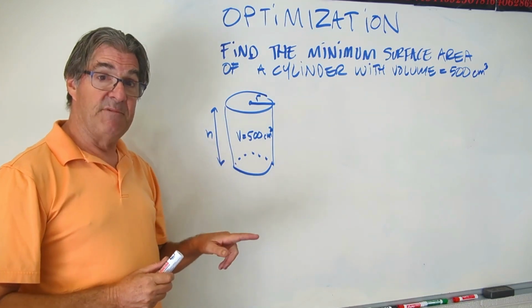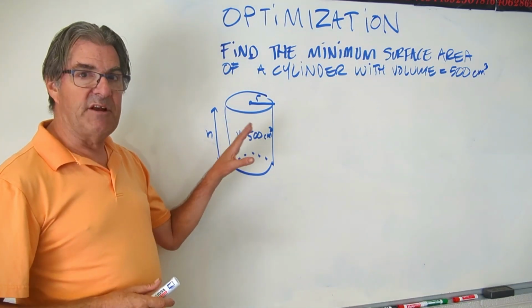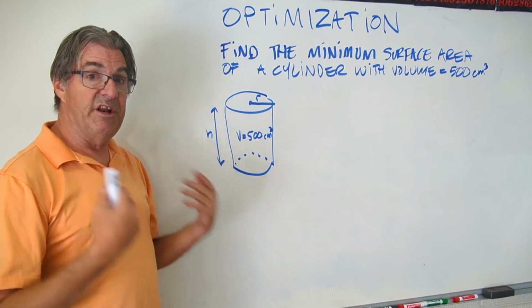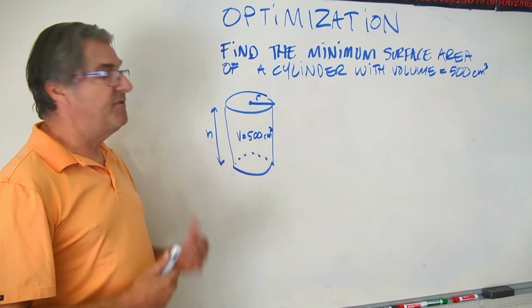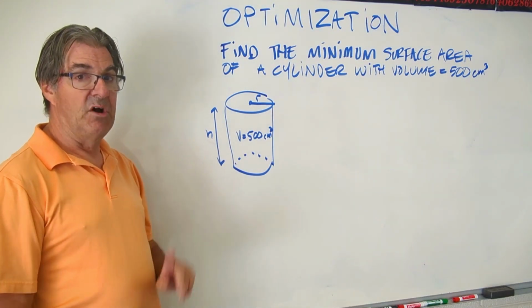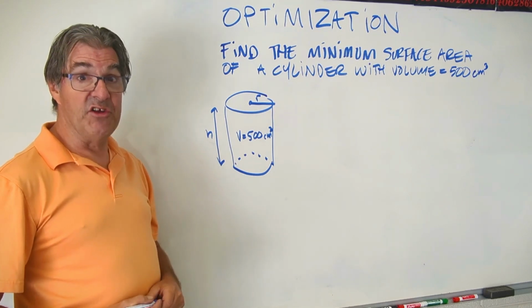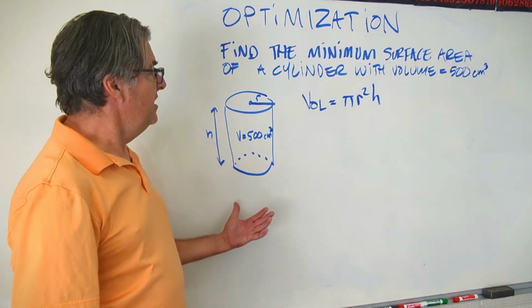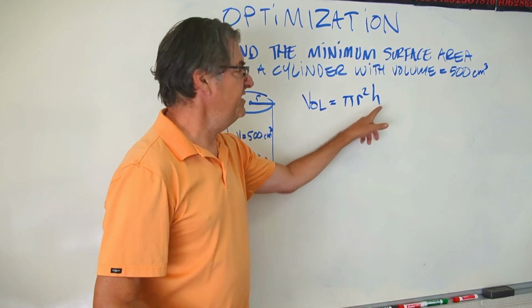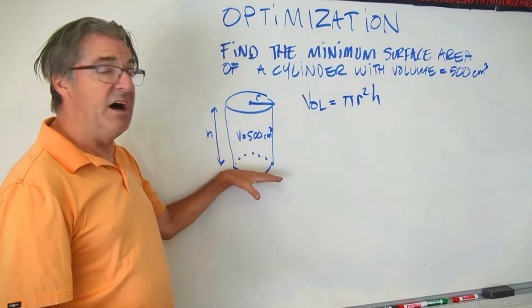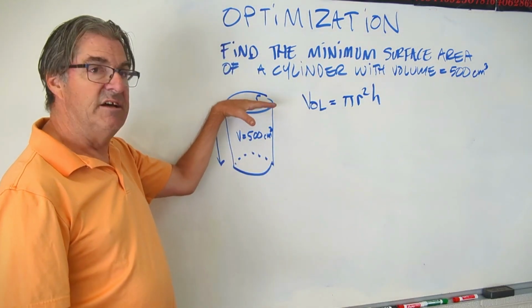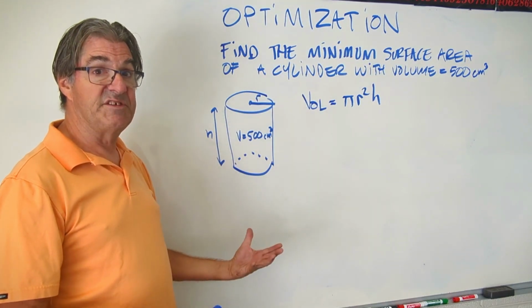So first step, I want you to dig deep and see if you can come up with the two equations that we're going to need to manipulate to solve this problem. Okay, the first one is volume. The volume of a cylinder is pi r squared h. And what that really is, is the area of the base times the height. That gets us the volume of the cylinder.